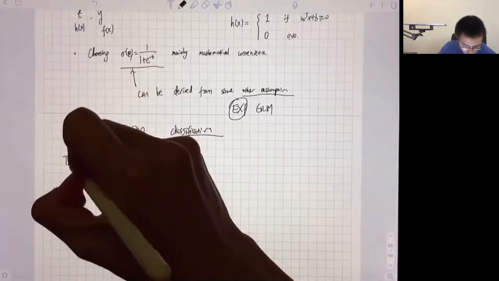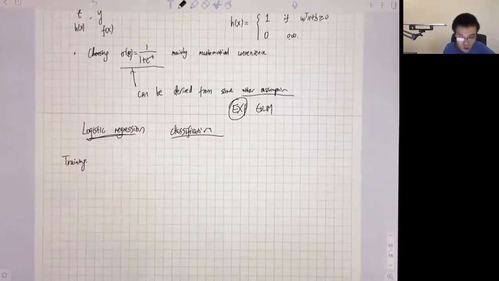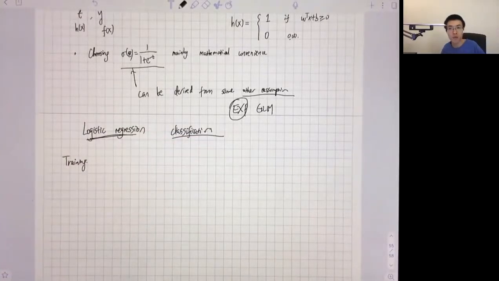Training of logistic regression. So when we have a probabilistic model, the principal way of training a model is to do maximum likelihood estimation.